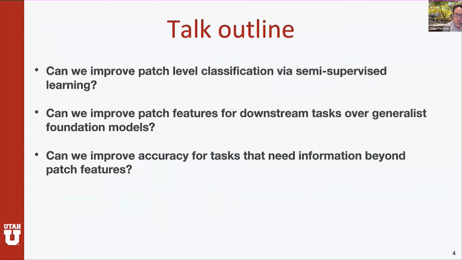So having said that, I want to try to see if we have time to focus on three different aspects of our research today. So I want to ask several questions. First, can we improve patch level classification? Is that possible? Can we leverage semi-supervised learning? Then I want to move on to: can we improve these patch features for specific downstream tasks over what foundation models, the more generalist models, can provide us? And finally, I want to discuss if we can improve task accuracy for tasks that might need information beyond just patch level features, like more about tissue architecture.